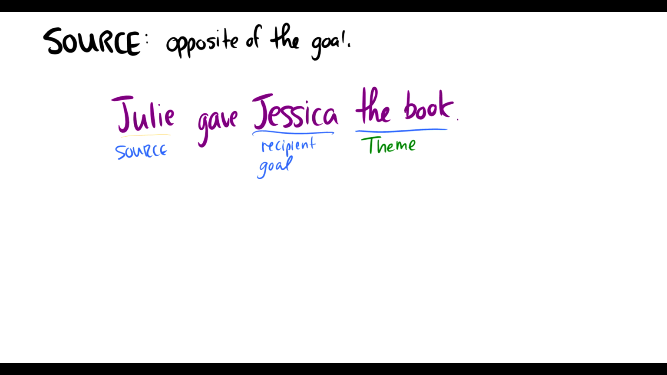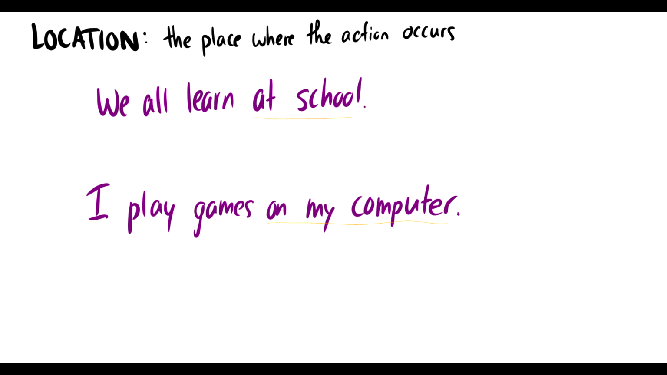Now we're going to get into the 3 least important ones, and these don't come up too often. Locative verbs, not necessarily related to thematic roles, but if you're studying languages other than English, you're probably going to deal a lot more with location than you would in this language. So location is fairly straightforward. It's the place where the action occurs.